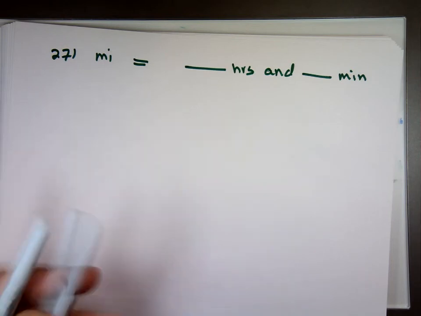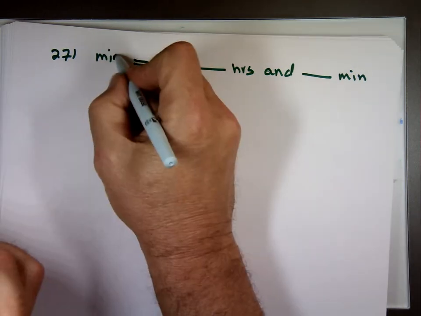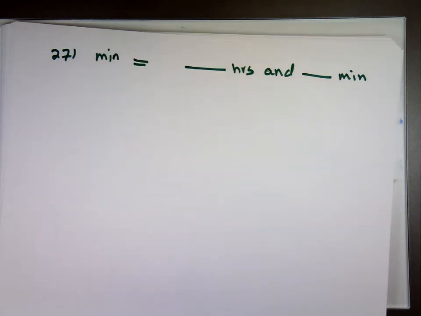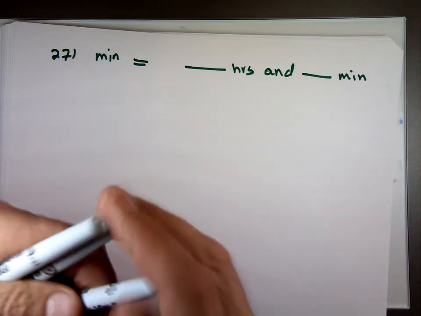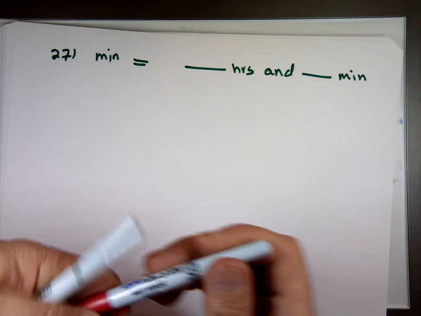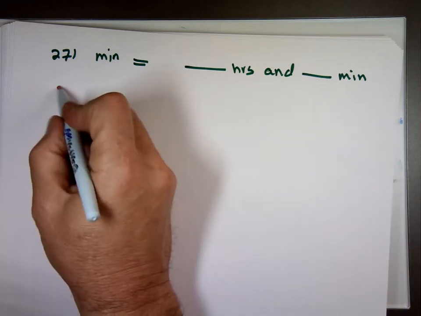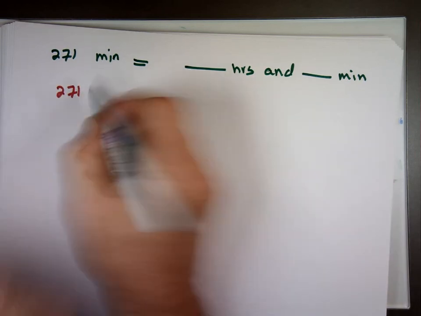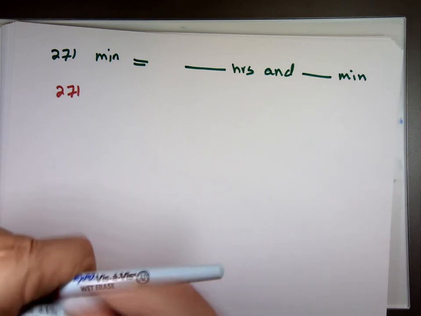I showed MIN, otherwise MI means mile, minutes, you know? 271 minutes. If you change it to hours, let's see. 271 minutes. Trying to keep my color code the same today.